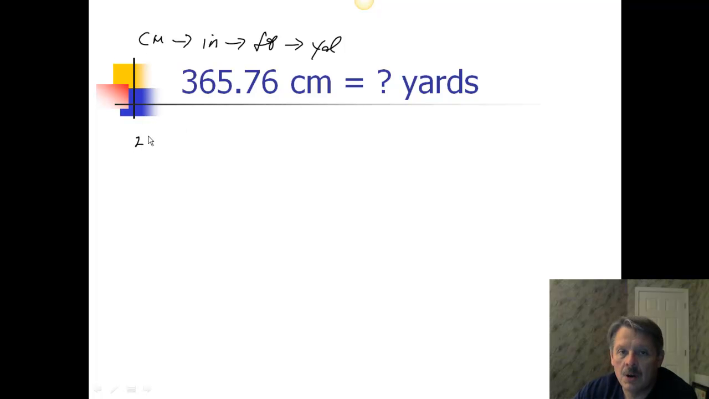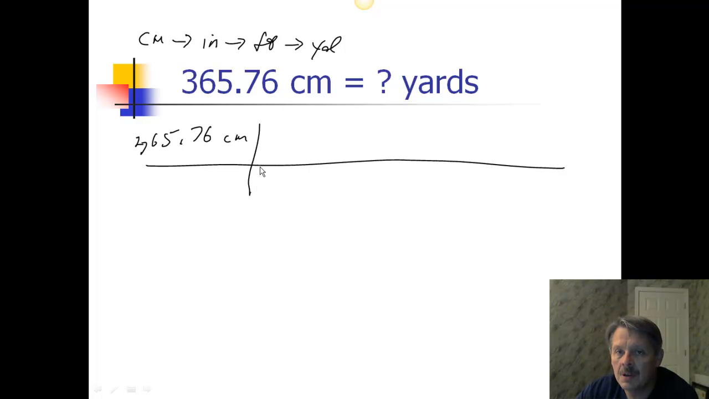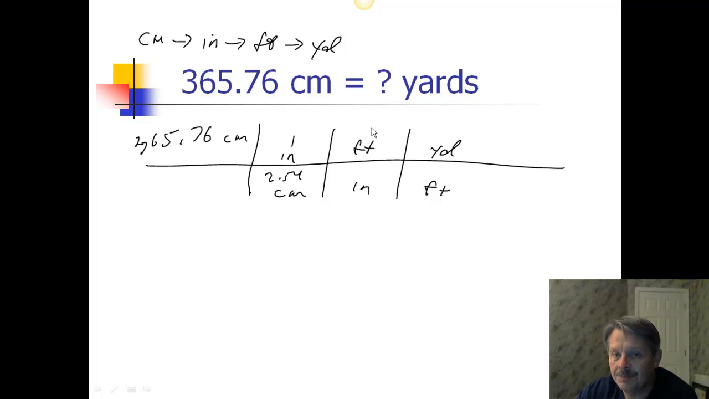So if I start with 365.76 centimeters, and I get rid of centimeters and go to inches. And from inches, I go to feet. And from feet, I go to yards. And there are 2.54 centimeters in 1 inch. And there are 12 inches in 1 foot. And there are 3 feet in 1 yard. Let's see, that's 36, that's 72. I'm guessing that's going to be about 5 yards.